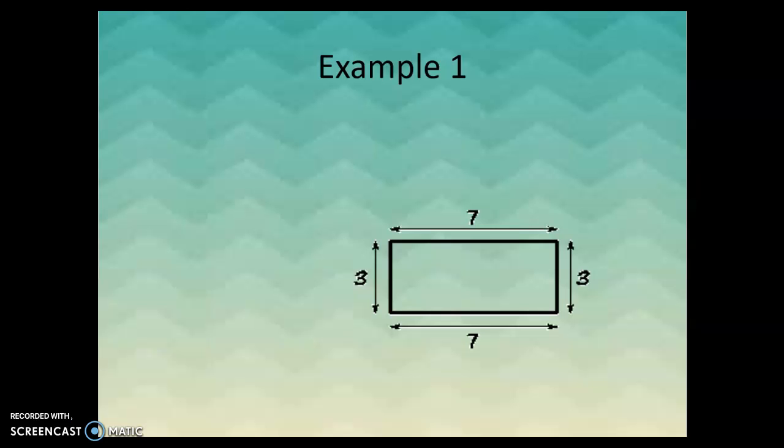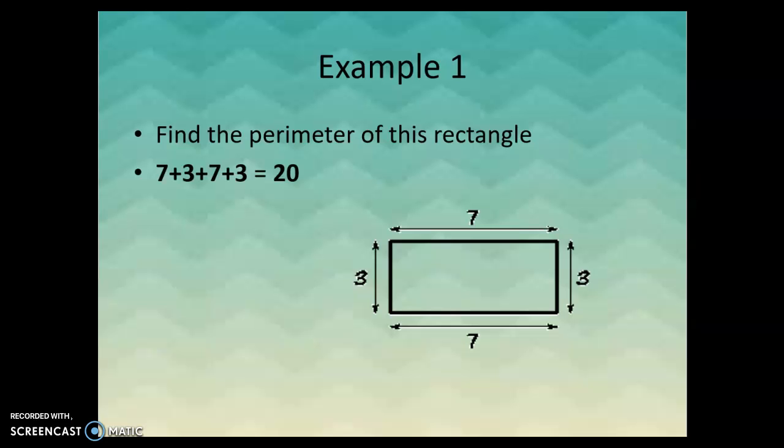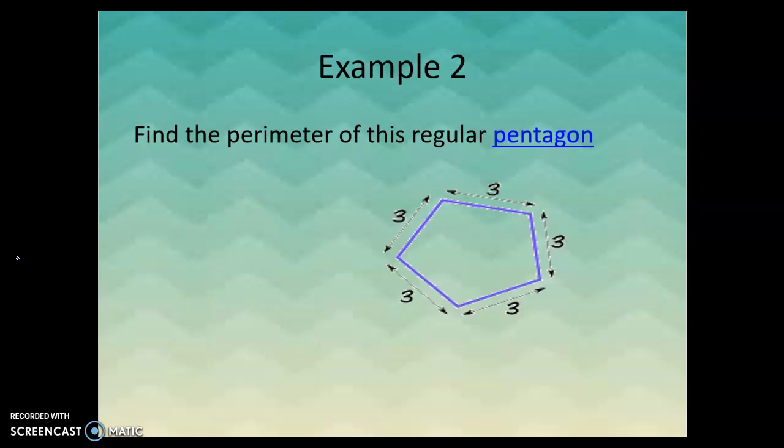So we have this rectangle here with two sides of 7 and two sides of 3. And we're going to find the perimeter of this rectangle by adding up all the sides. So we can do 7 plus 3 plus 7 plus 3, or 7 plus 7 and 3 plus 3, or 2 times 7 and 2 times 3, and add those together. No matter how we add it, we do get 20. And because we're not told the units, we're just going to go ahead and write the word units in here. 20 units. We don't know if it's inches, feet, miles, yards. We don't know. So we'll write units.